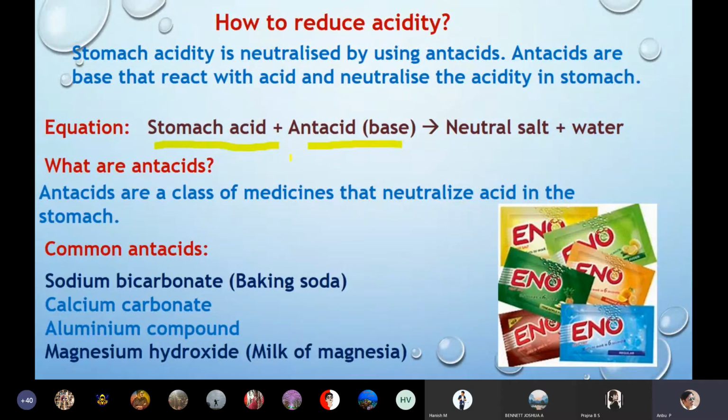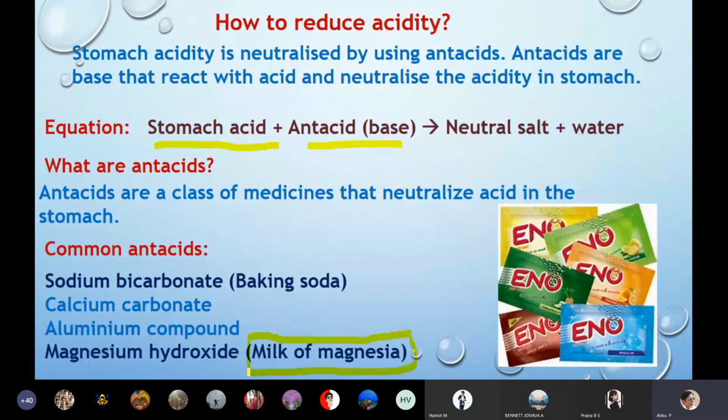And what are antacids? Antacids are the class of medicine that neutralize the acid in the stomach. The common antacids available in the medical shop are sodium bicarbonate, which we also call baking soda, calcium carbonate, aluminum compounds, and magnesium hydroxide. A very common antacid that has been used for a very long period of time is milk of magnesia. It is nothing but magnesium hydroxide.